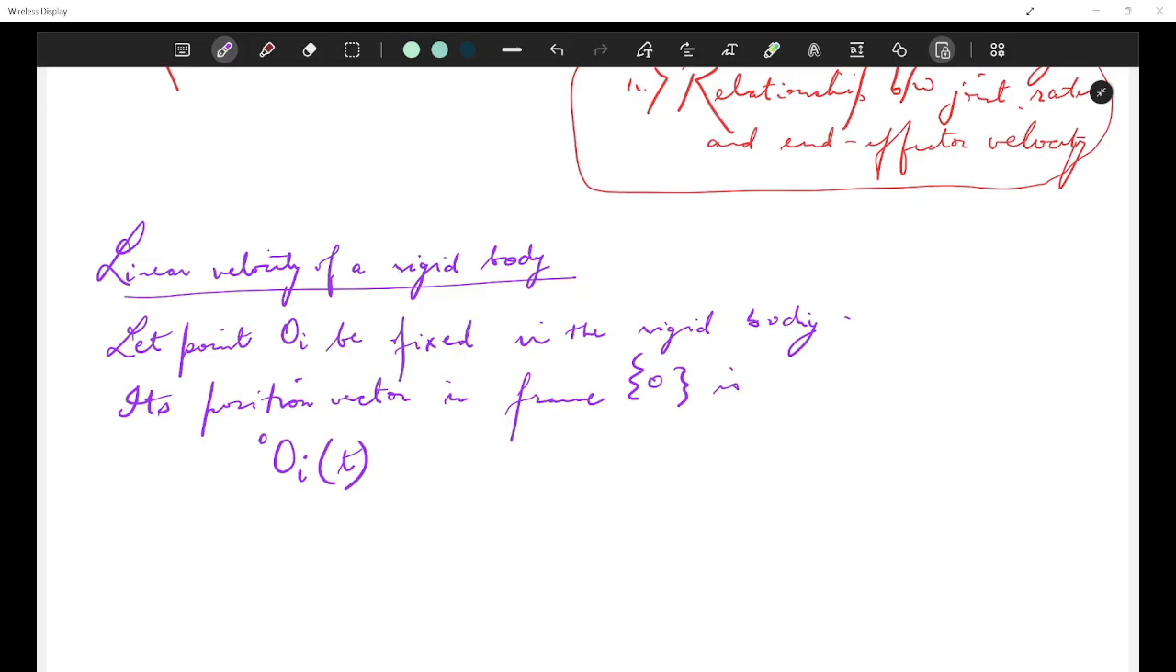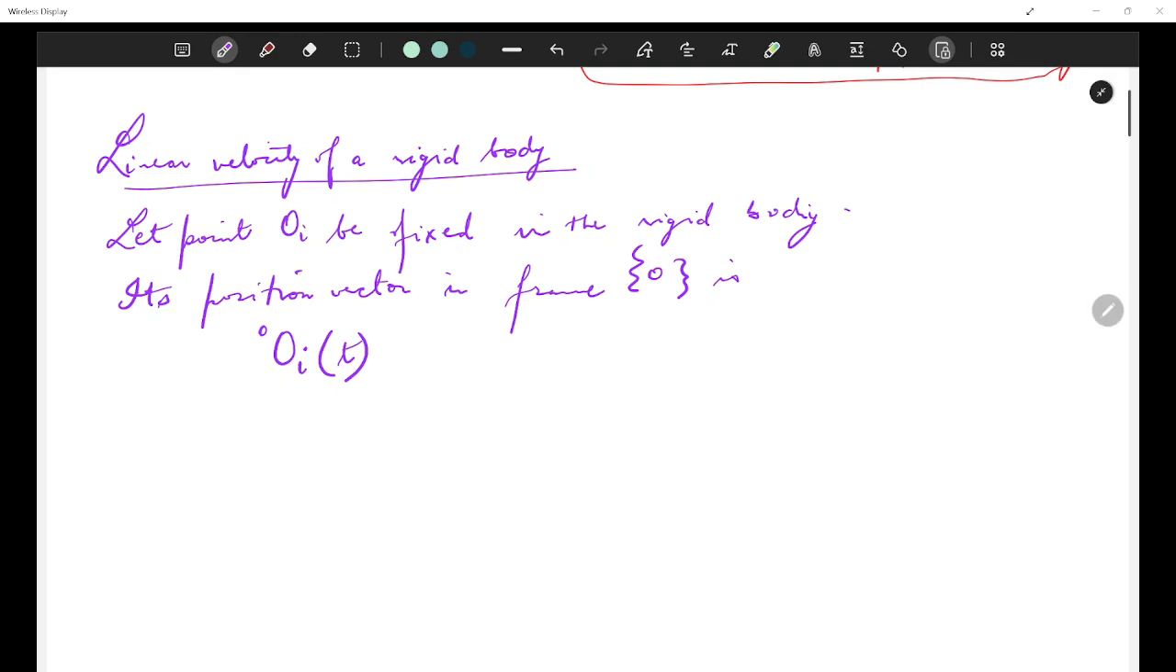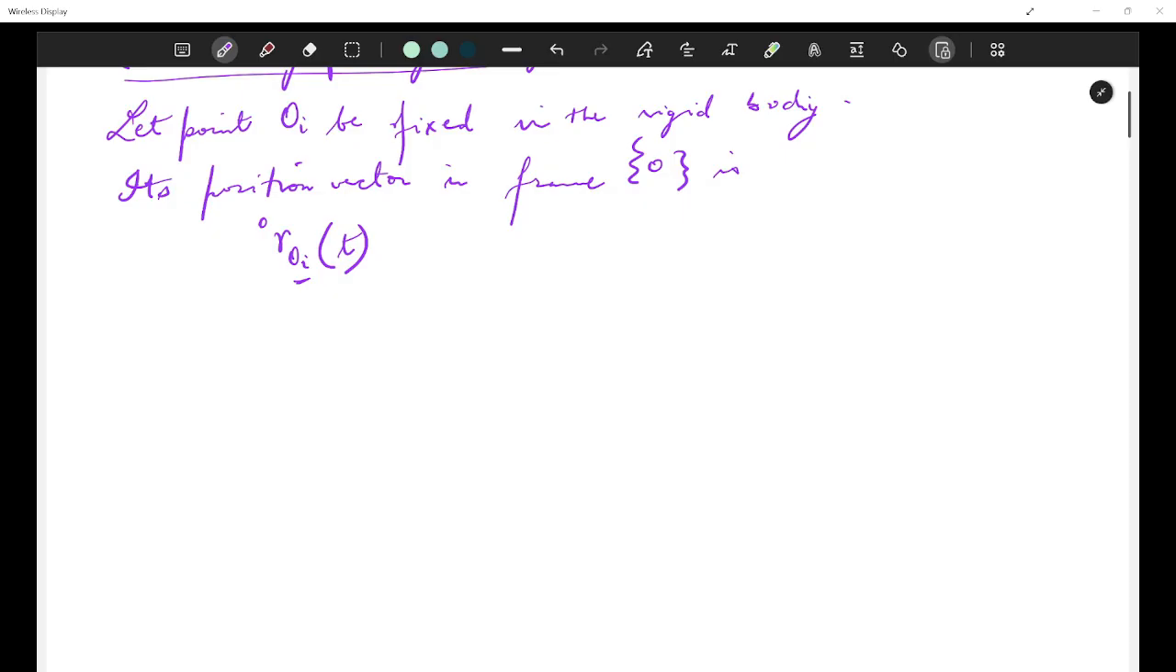Okay. So let's define linear velocity now. So I think I should not write it this way. I should write, okay. So everything that we'll be doing will be with respect to this OI, which would be fixed in that rigid body. Okay. So yes, Yagnesh, do you have any question?